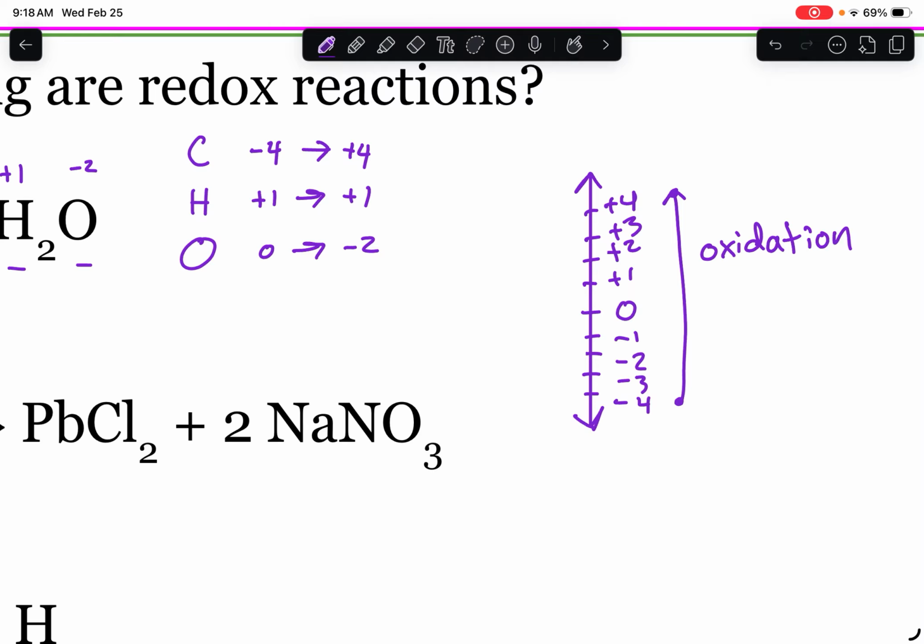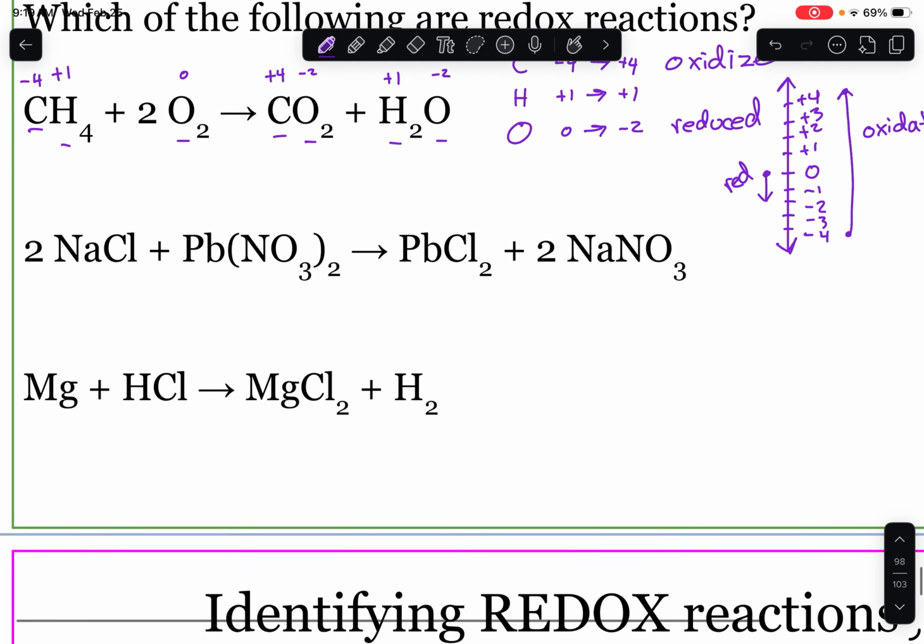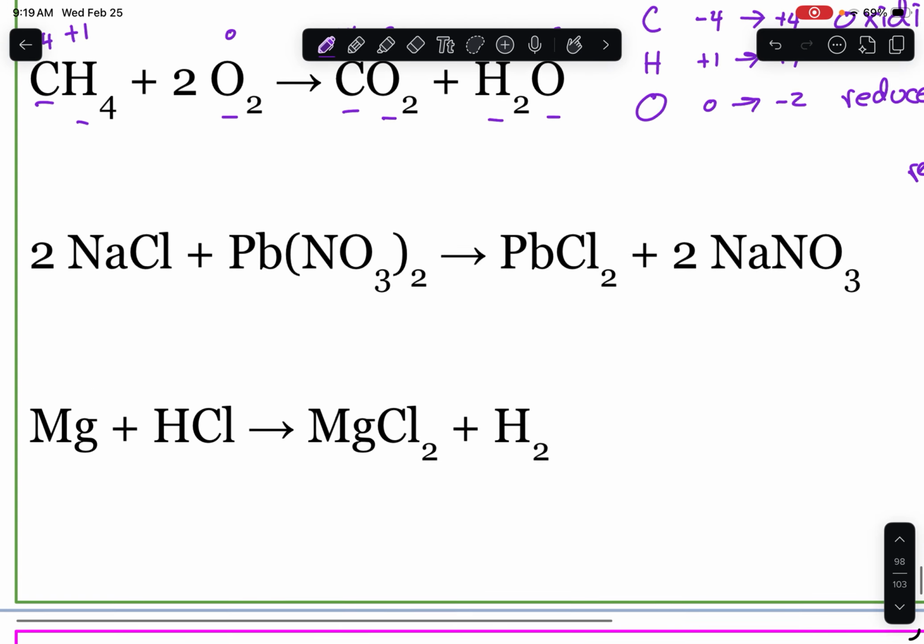Hydrogen did not change, but oxygen went from 0 to -2. This is reduction because it gained negative electrons, and therefore its oxidation state is going to decrease. So the reduction is going to decrease on this oxidation number line, but the oxidized element is going to increase on this oxidation line. So the answer then is that carbon was oxidized and oxygen was reduced. And you don't need to say anything about the hydrogen. All right, you try these next 2 problems here.